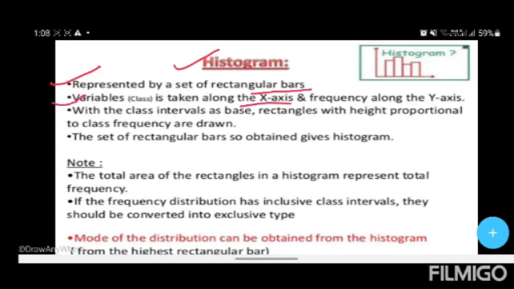Variables we take on the x-axis and frequency we take along the y-axis. The set of rectangular bars so obtained gives us a histogram.